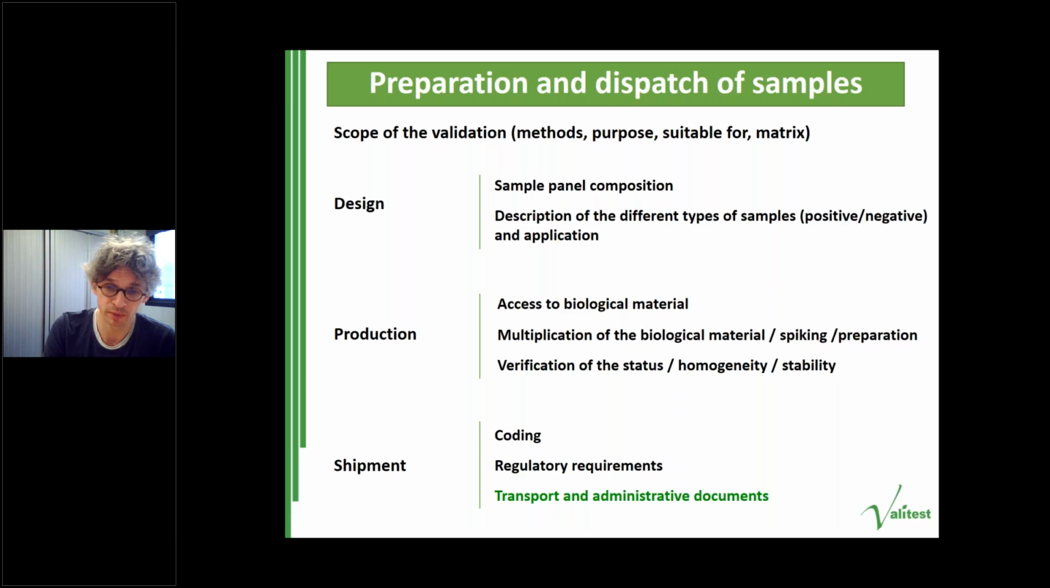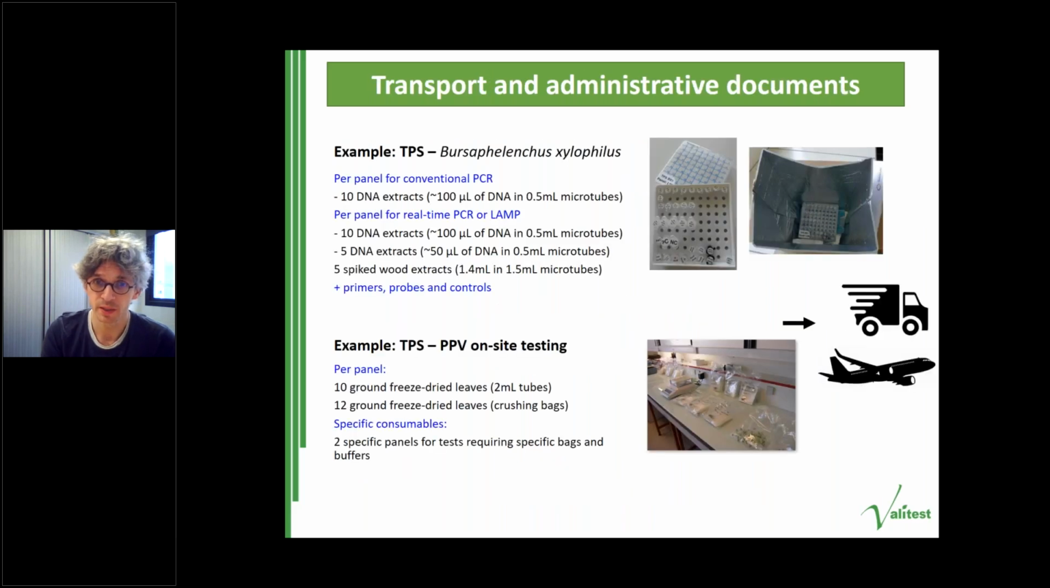Finally, the transport and administrative documents. On this slide, you can see some illustrations and the composition of what was shipped to the participants. So in the case of Bursaphelenchus xylophilus, we shipped mostly DNA extracts in microtubes, but also some spiked wood extracts, plus, of course, the primers, the probes, and the controls. In the case of PPV, we mainly shipped freeze-dried leaves in tubes or in bags, but also some specific panels for tests requiring specific bags and buffers.